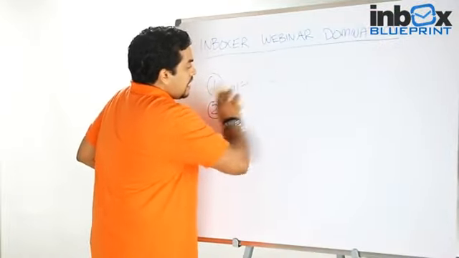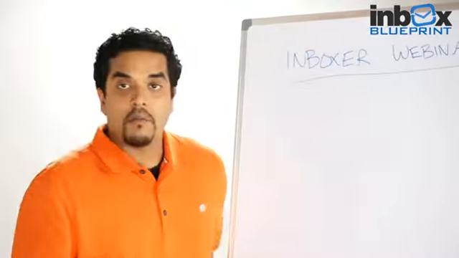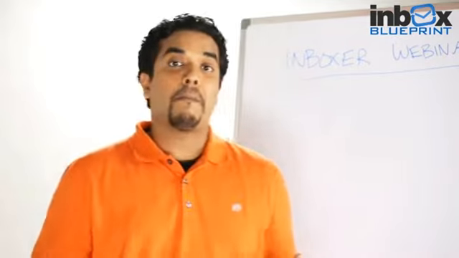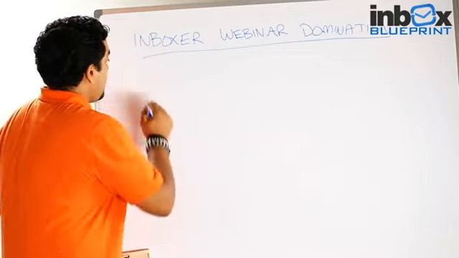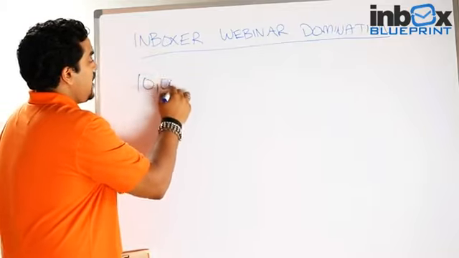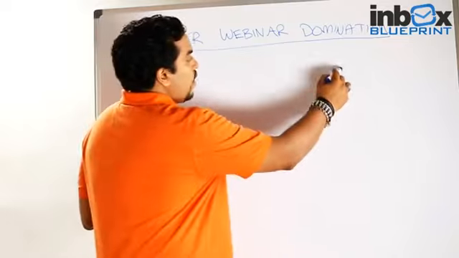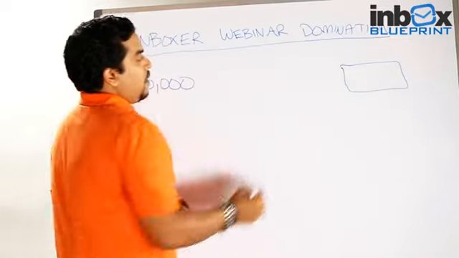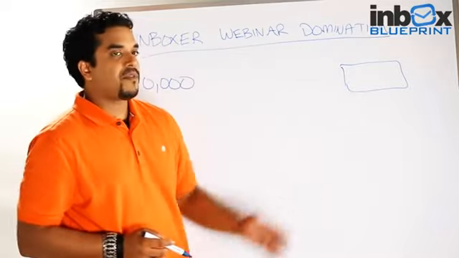But let's say I'm going to make some assumptions here and do some number crunching, and then I'm going to give you a mailing schedule that you should be using. So let's say you have an email list of 10,000 people. If you have an email list of 10,000 people, what does that mean in the end? How many people do you anticipate are going to show up for the live webinar?